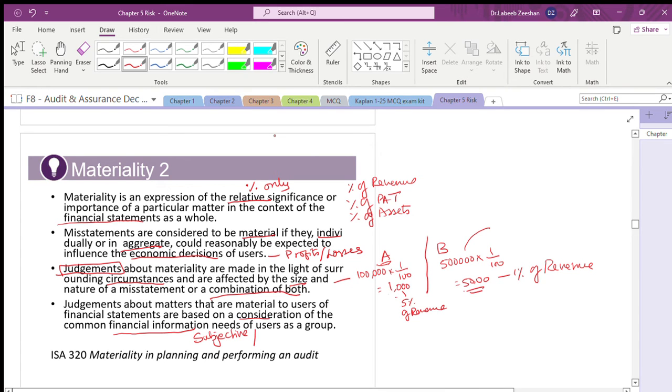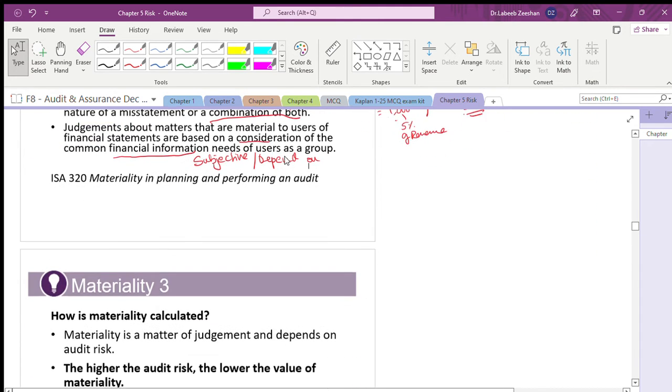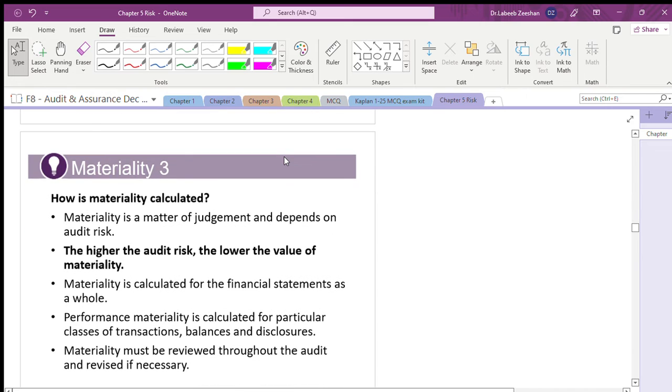Is it material? It all depends on the situation. In the examination they will ask you this. Without making a calculation, we should not come to a conclusion. First you have to do the calculation, and subsequently, based on the calculations, you have to make a conclusion. Materiality is a matter of judgment, as simple as that.